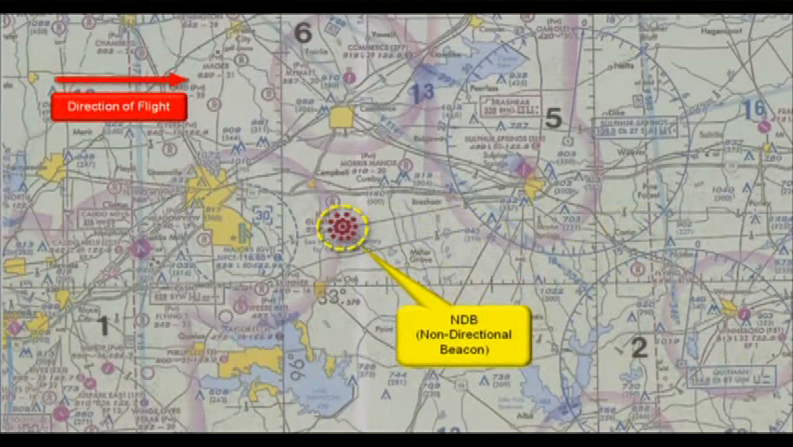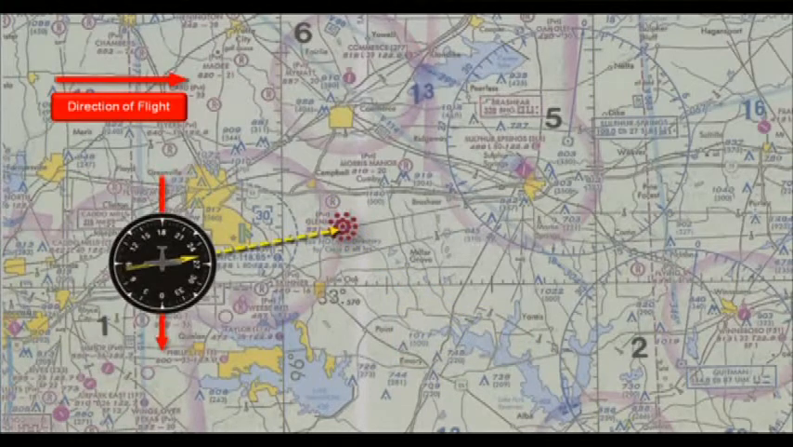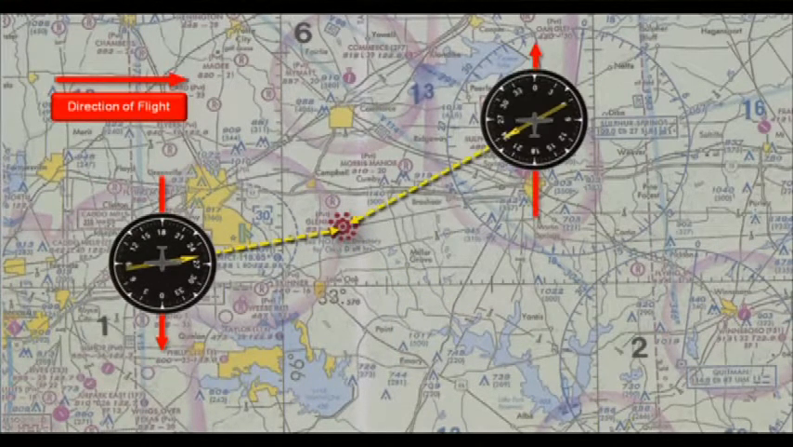The red arrow depicts the aircraft flight direction. No matter which way you tune the airplane, the needle always points towards the station. As the aircraft heads south, the needle points to the NDB. Here's the aircraft again heading north, and the needle again points to the NDB.